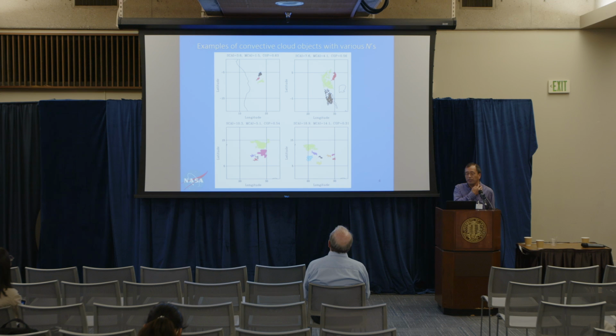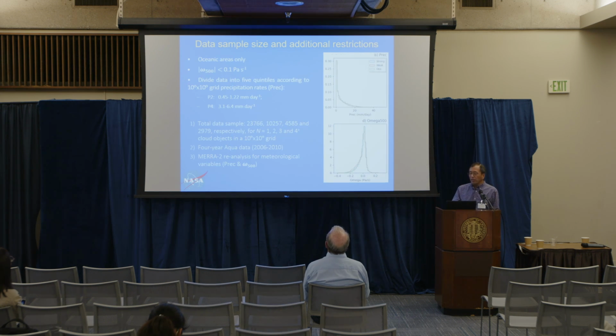Here I show some examples, and on the top of each plot I have some of those numbers. I will discuss those aggregation indices later, but you can see that as the number of cloud objects increases, those numbers change, and basically the number of cloud objects is a pretty good indicator of how convectively aggregated things are. An additional constraint we use is that we only look at oceanic areas, and in this plot I show the PDF of omega 500. We cut off the tail: anything with omega absolute value greater than 0.1 is excluded.